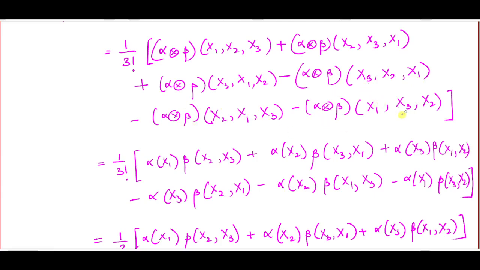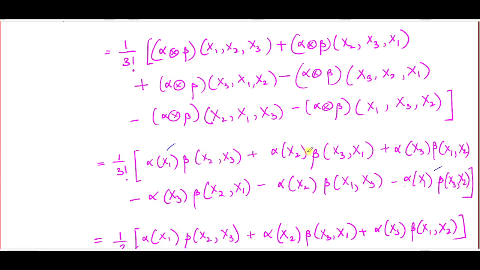Alpha x1, beta x3, x2. But note that if you compare, say, this term here with this term, both of which have an alpha x1 factor, the beta has basically the same arguments, but here beta has x2, x3, here it has x3, x2. One interchange. That means this is negative of this. But you also have a minus sign from the permutation sign. That means this overall term is the same as this term.